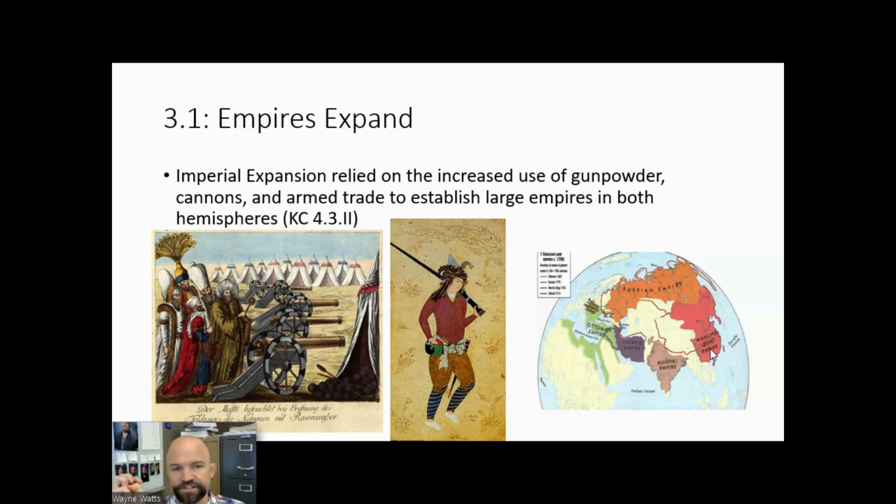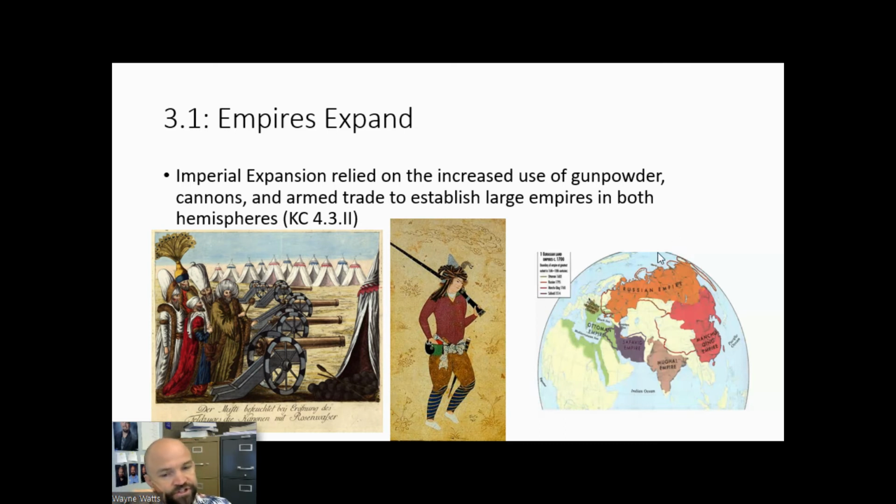So that takes us to key concept 3.1. Empires expand. Imperial expansion relied on the increased use of gunpowder, cannons, and armed trade to establish empires in both hemispheres. So again, the cannons, gunpowder had been spread, especially throughout Eurasia, by the Mongols. The three gunpowder empires in particular are going to be noted for their use of gunpowder and cannons. And additionally, the Europeans that build up their maritime empires are going to use cannons to help to spread their influence throughout the world and to help to conquer the Americas, for example.